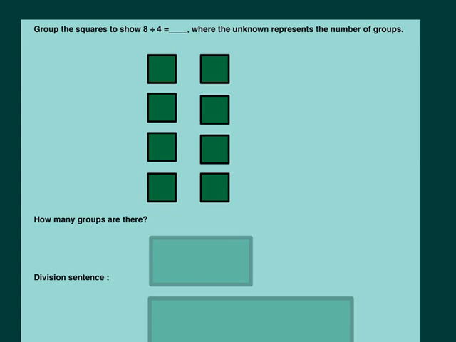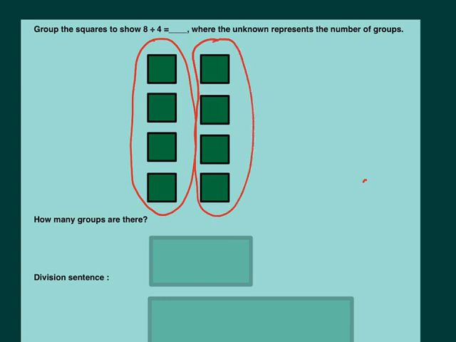Okay, now let us divide 8 divided by 4. For that, let me draw ovals and show you how it is being divided. So 8 divided by 4. So let me divide it. This is the first group of 4 and this is the second group of 4. What do you see? Do you see two groups? So this is group 1 and this is group 2.